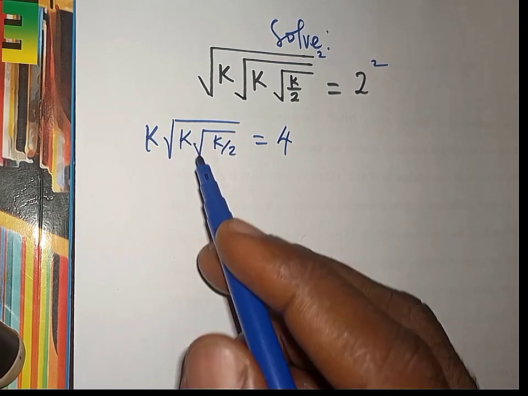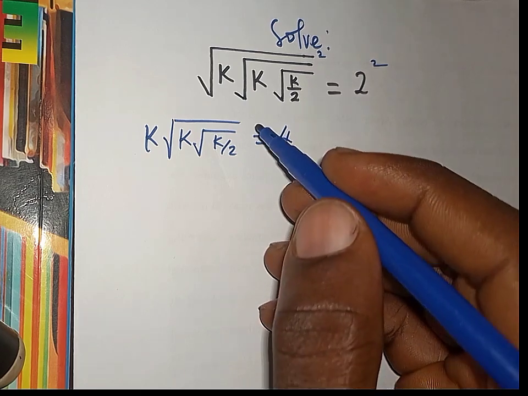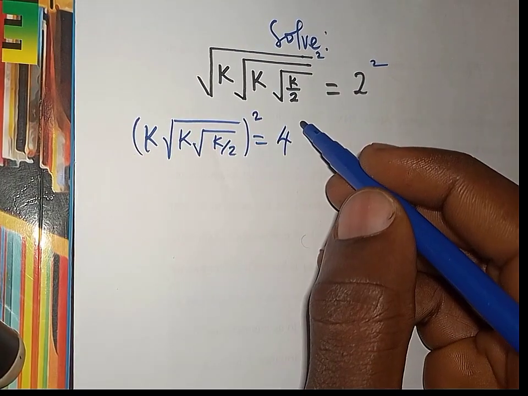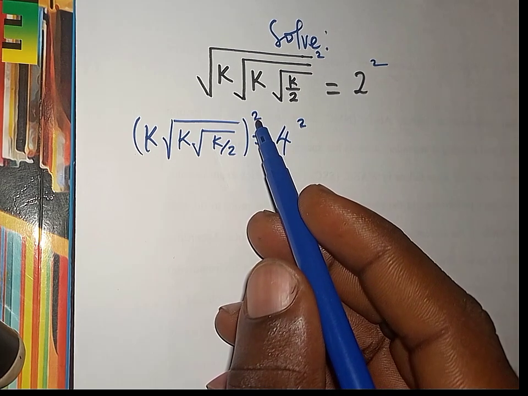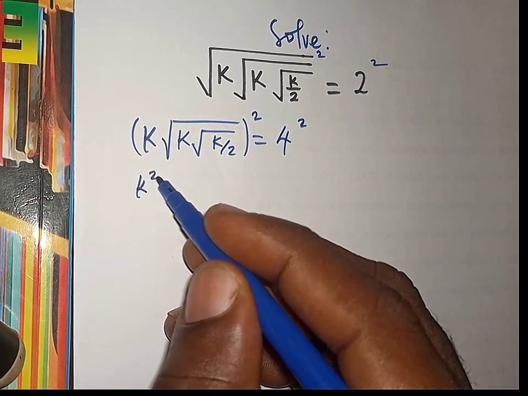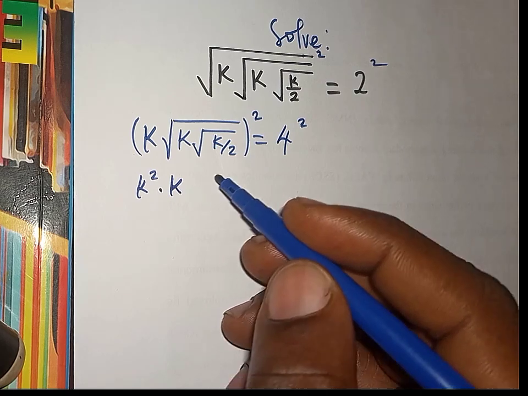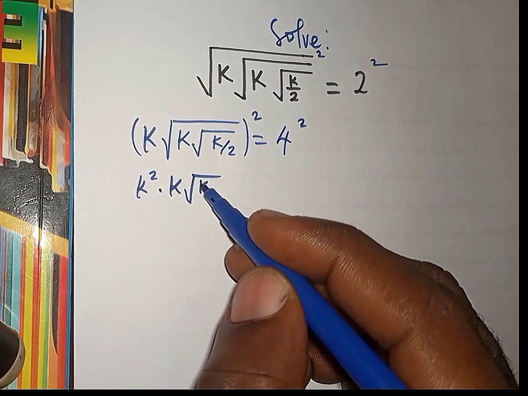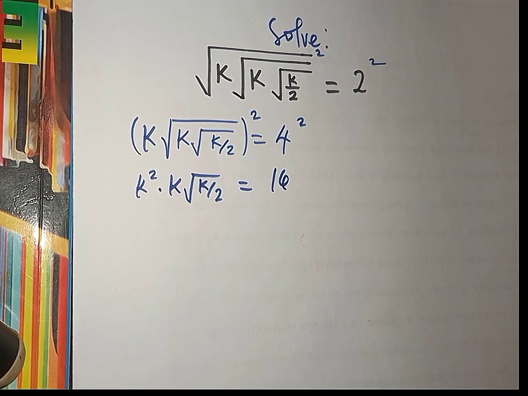Then the next thing we are going to do is solve towards the innermost radical sign. So we still square both sides, because whatever you do to the left hand side, you have to do to the right hand side. This square will affect everything here. So this will be k squared, and this square cancels the square root. We have k multiplied by the square root of k over 2 equals 16, because 4 squared is 16.